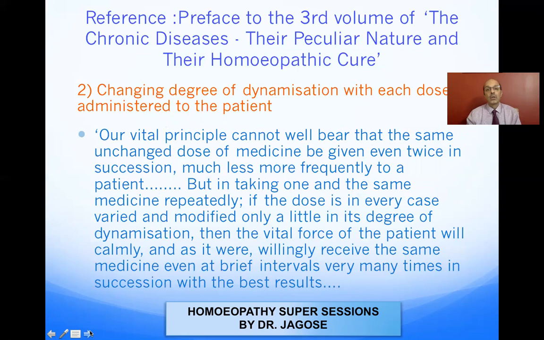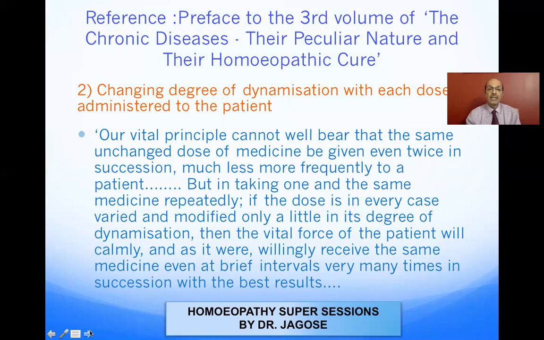Now, a reference to this point in the chronic diseases, Hahnemann says, our vital principle cannot well bear the same unchanged dose of medicine to be given even twice in succession, much less more frequently, to a patient. But in taking one and the same medicine repeatedly, if the dose in every case is varied and modified only a little in its degree of dynamization, then the vital force of the patient will calmly, as it were, willingly receive the same medicine, even at brief intervals, very many times in succession with the best results.